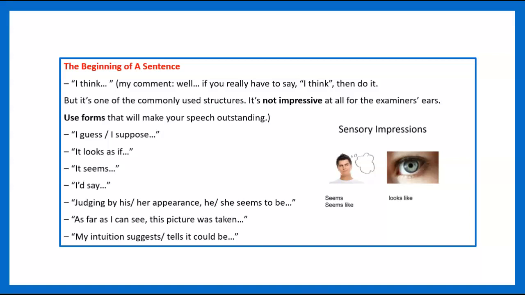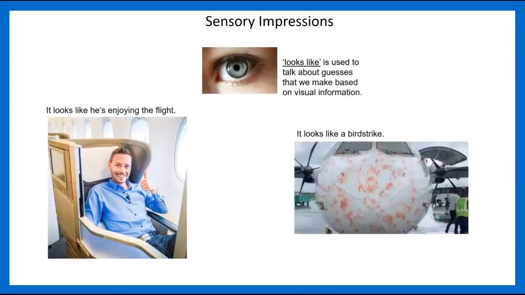So there you are. Don't forget, sensory impressions, seems like or seems is different to looks like, and we'll go into that together. So let's check out looks like. Looks like is used to talk about guesses that we make based on visual information, things we can see.